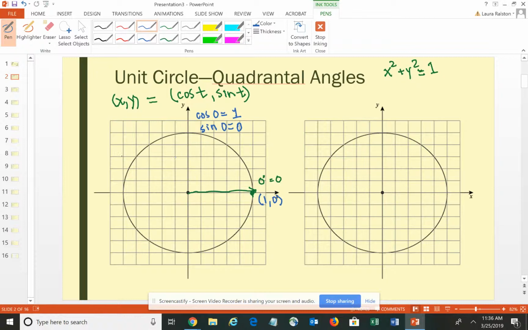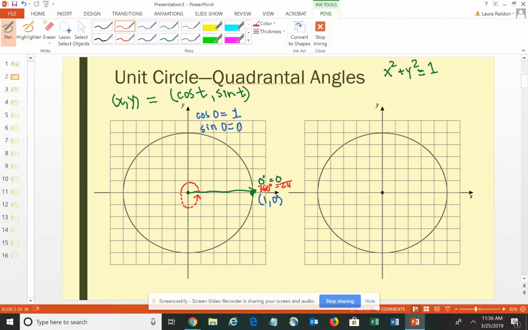Now, this same angle could be rotated all the way around the circle, which would correspond to 360 degrees, or 2 pi. But it is the same, it is the coterminal angle. 0 degrees and 360 degrees are coterminal angles. They have the same terminal side.